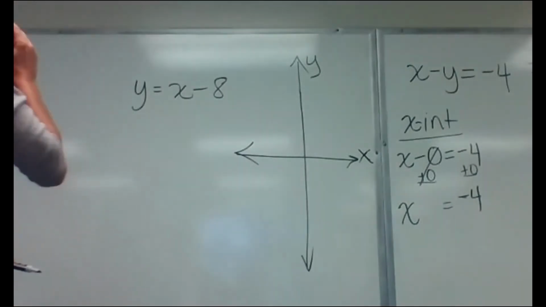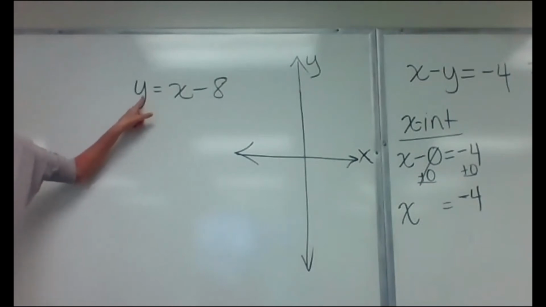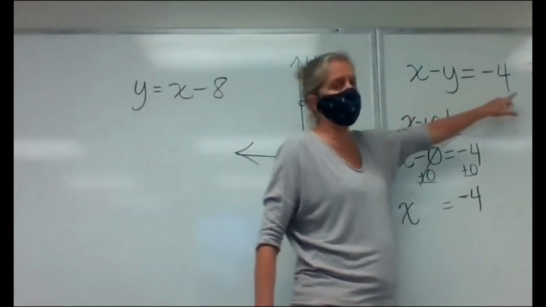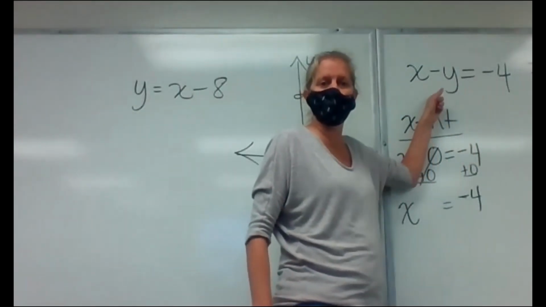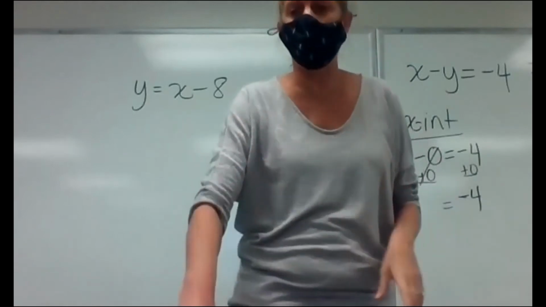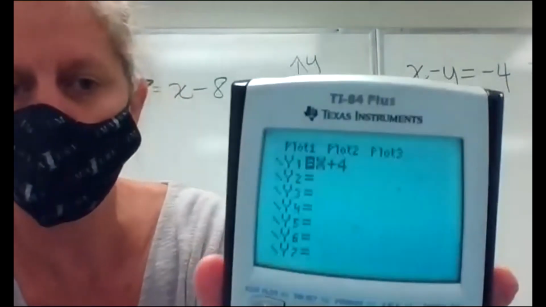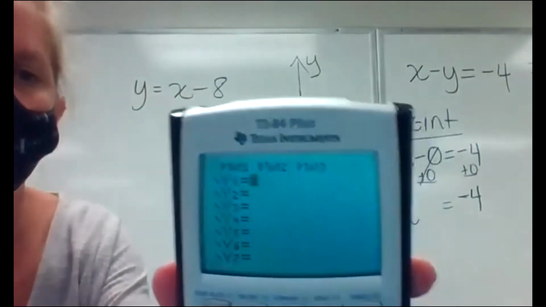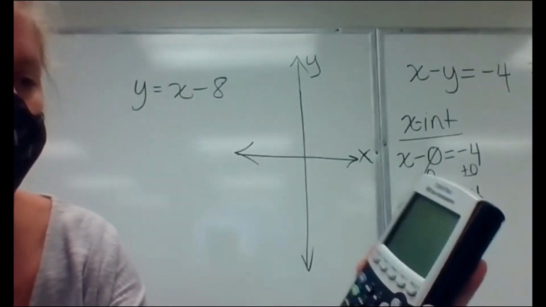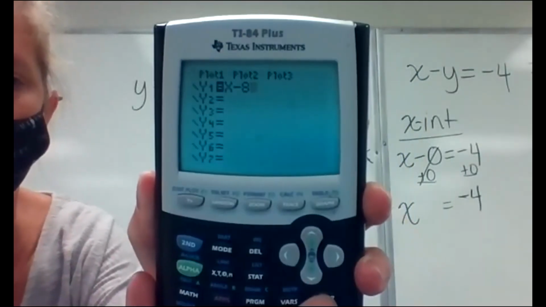The reason I say this is a good calculator problem is look what's already solved for. It already says Y equals. Look at this one. I had to do some work on that one, right? The Y was not by itself. This one, the Y is by itself. That makes it an excellent candidate to just go straight to your Y equals, clear it out, and put in X minus 8. There's what it is. I'm going to hit the graph button.